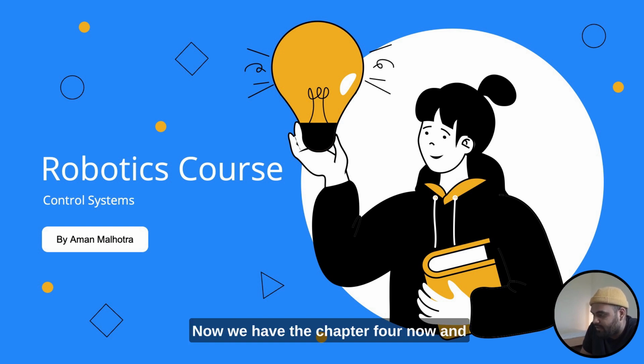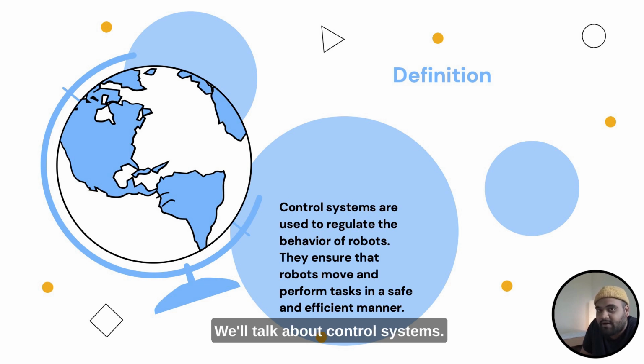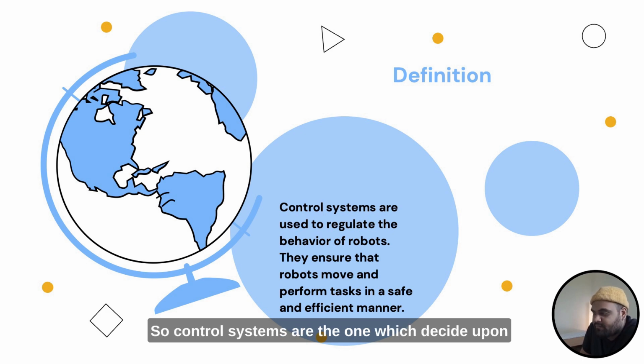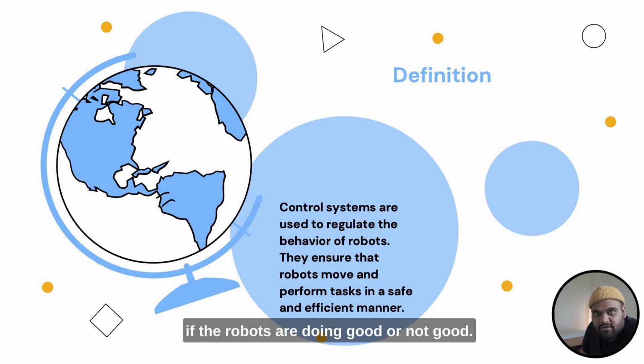Now we have chapter 4, and let's move on to the next one. We'll talk about the control systems. Control systems are used to regulate the behavior of robots. They ensure the robots move and perform tasks in a safe and efficient manner. And that's very important for a robot. If the robot is not doing what it's supposed to do, then it's a problem. If it's creating problems, then it's a problem. So control systems are the ones which decide if the robots are doing good or not good.